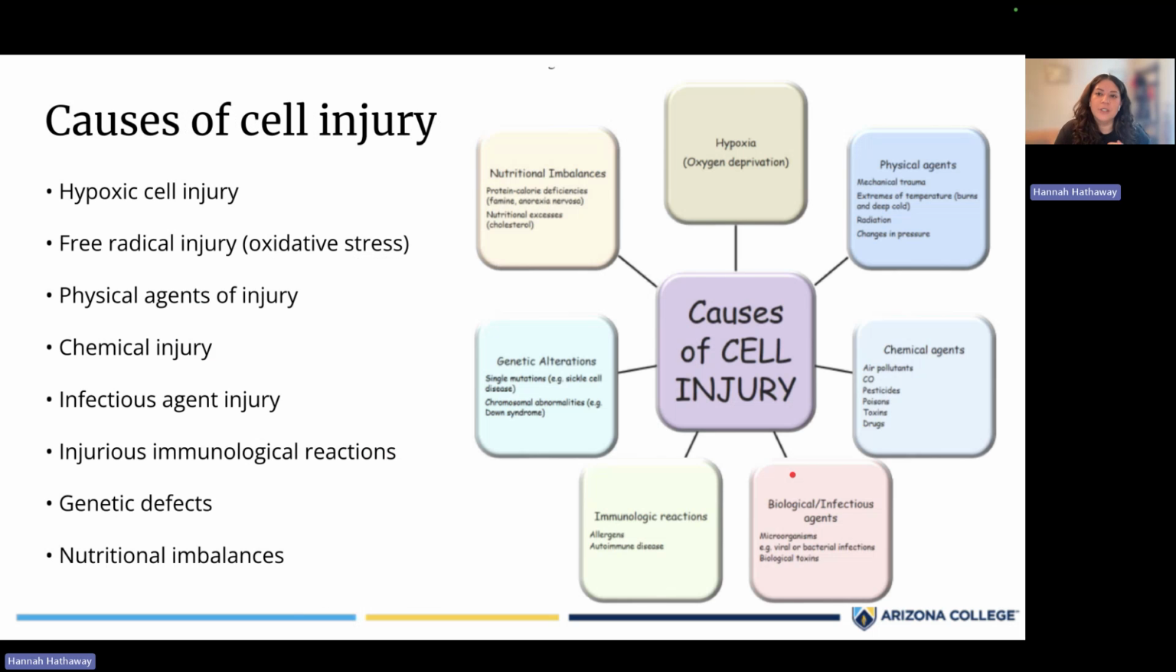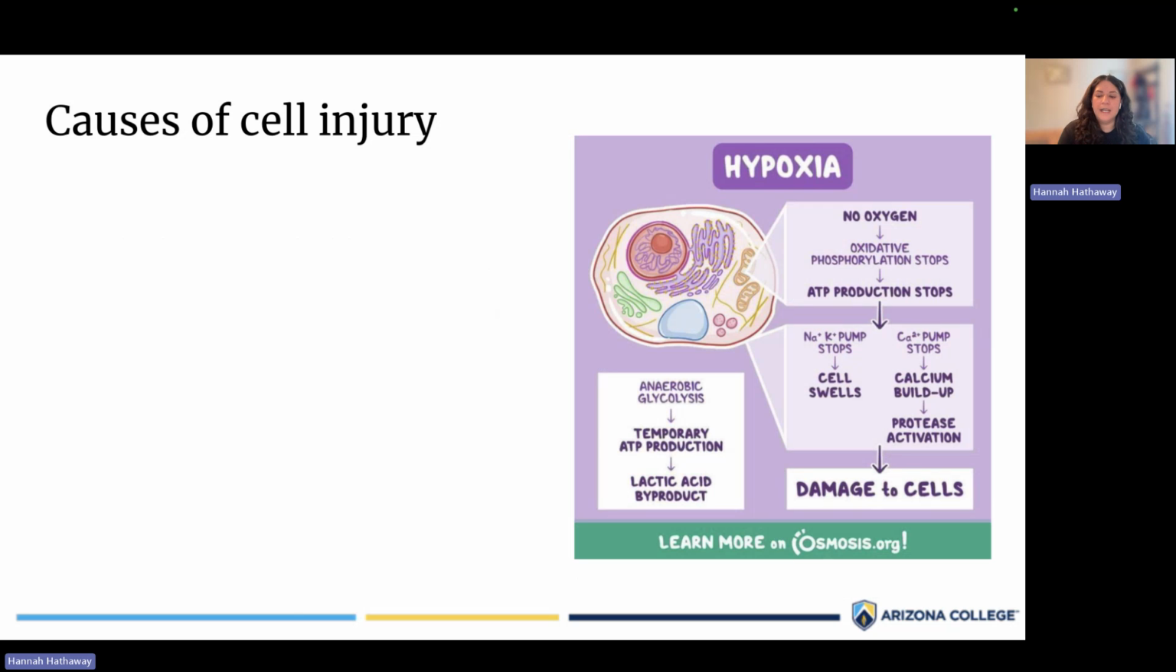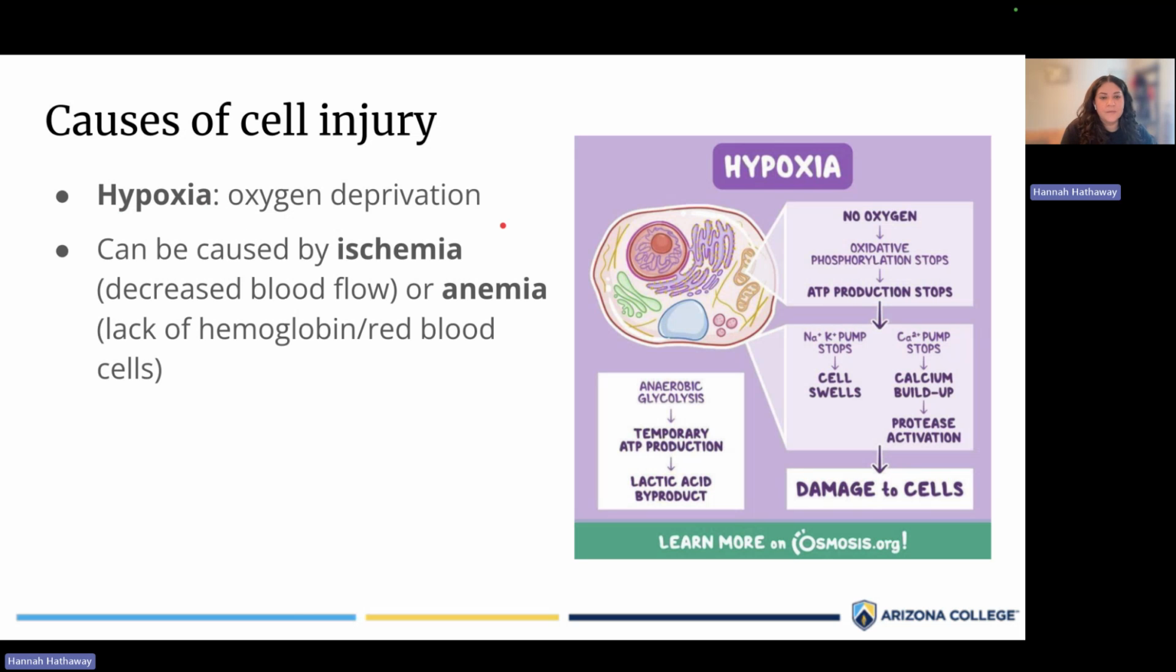Okay, so I mentioned there's a lot of different causes of cell injury. Your textbook goes through a lot of these in more depth. We are just going to focus together on a few of these causes, because these are the ones that are going to pop up most frequently throughout patho. So the first is hypoxia. So remember, hypo means low and oxia means oxygen. So hypoxia is low oxygen. In other words, this is oxygen deprivation.